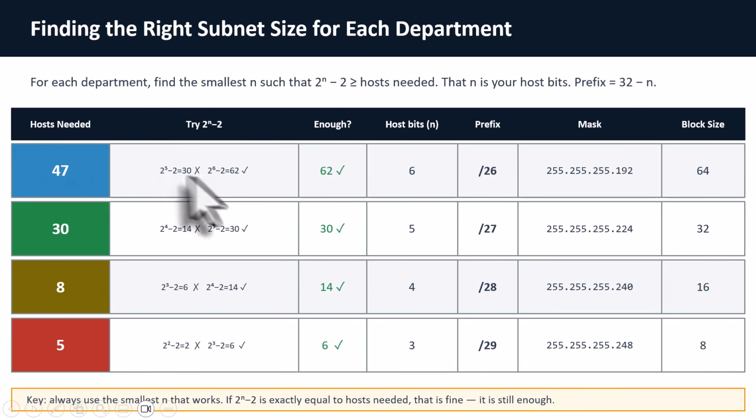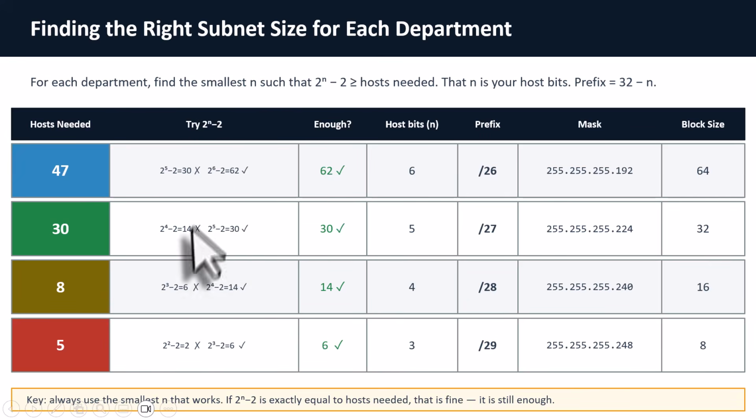So 2 to the power 6 minus 2, we get 62, meaning the block size will be 64. So 64 is what we shall take, and if we have 64 addresses, how many host bits do we need to have? There are 6. If we have 6 host bits, it means we have given away 2, and we shall discuss that shortly.